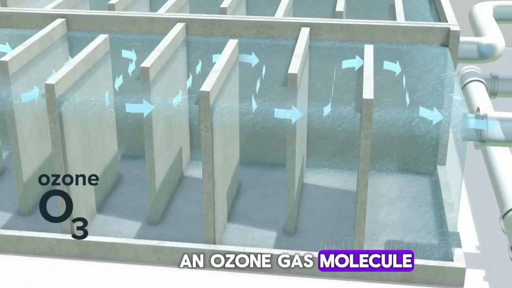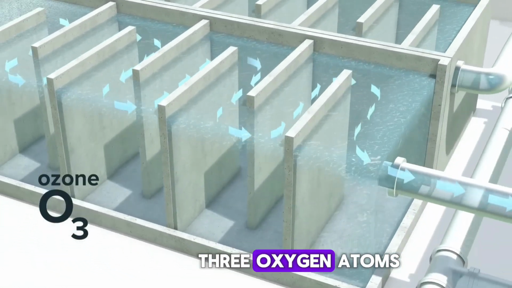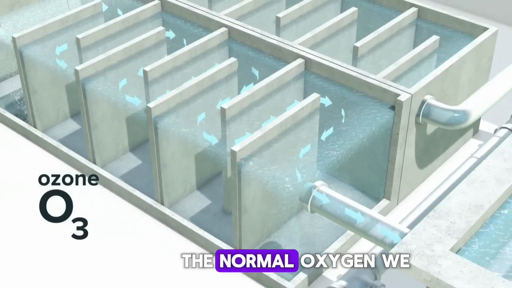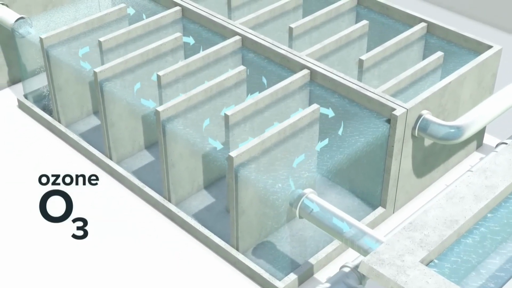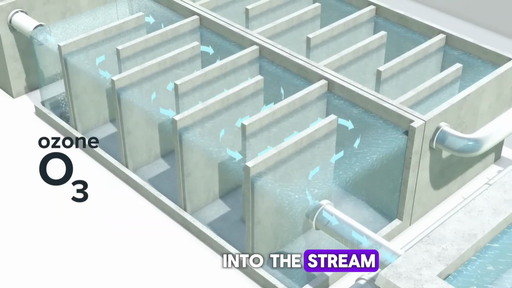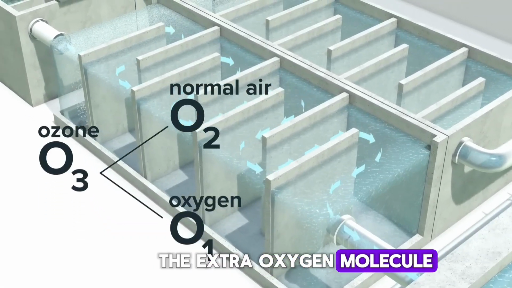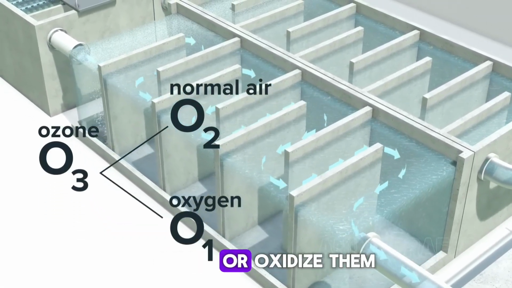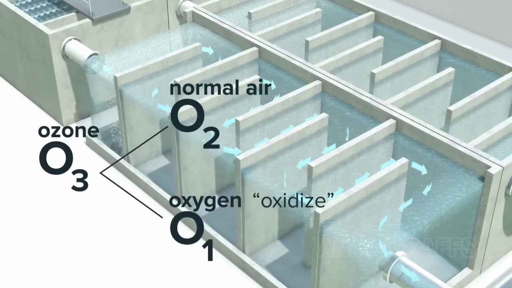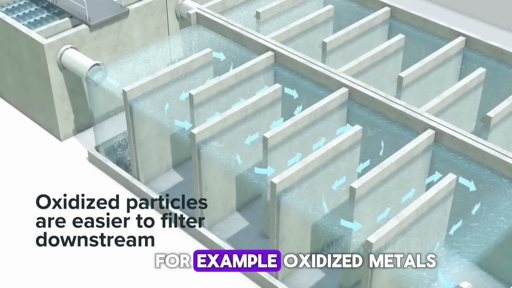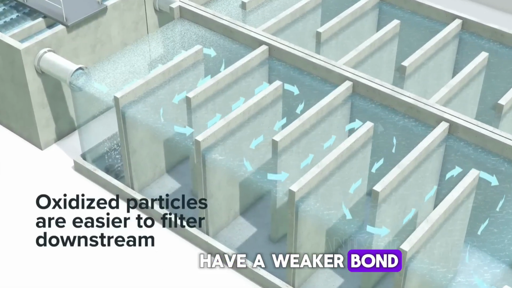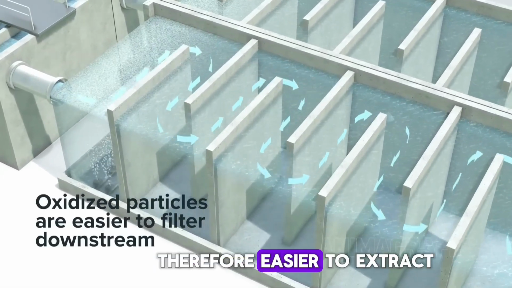An ozone gas molecule is made up of 3 oxygen atoms. The normal oxygen we breathe has just 2 oxygen atoms. When ozone is injected into the stream, the extra oxygen atom can bond with contaminants or oxidize them, with various desirable results. For example, oxidized metals have a weaker bond with water and are therefore easier to extract.